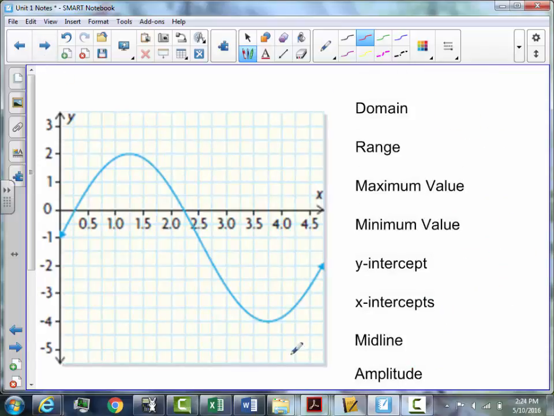Those kids are loud. Okay, why don't you try this one without my help then? So here's a picture of a graph. Find me all these properties. See if you can do it without me.